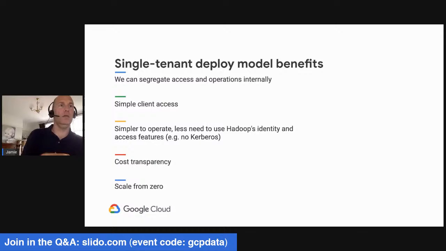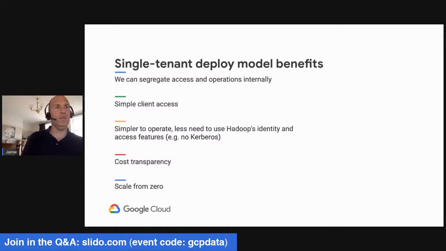So some of the benefits that I just mentioned, we can segregate our access and our operations internally. It makes client access a lot simpler. We can give clients access to their data and no one else's data, by controlling access to a GCP project. It makes it a lot simpler to operate for us. We have no need to use some of Hadoop's built-in identity access features, such as Kerberos. That's not something we need to worry about. Cost transparency is a massive benefit for us. Being able to just aggregate the cost per project allows us to easily see exactly how much it costs to service each one of our clients.